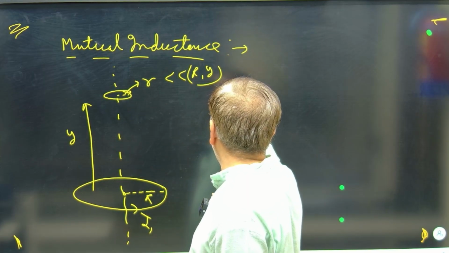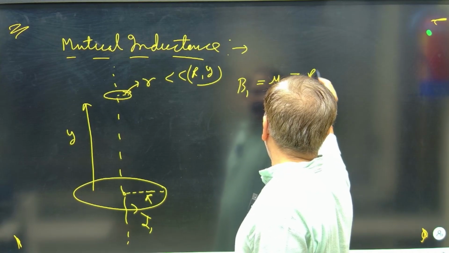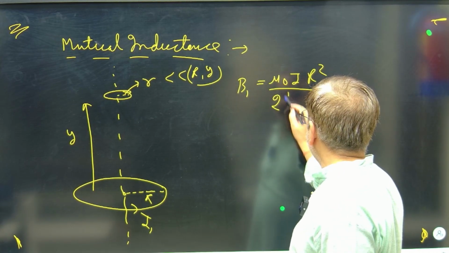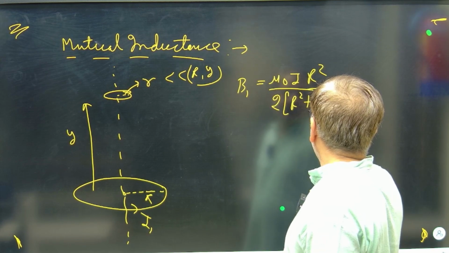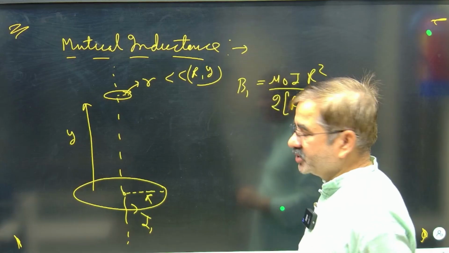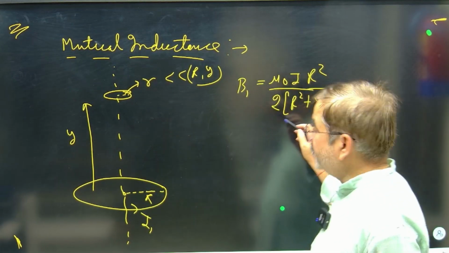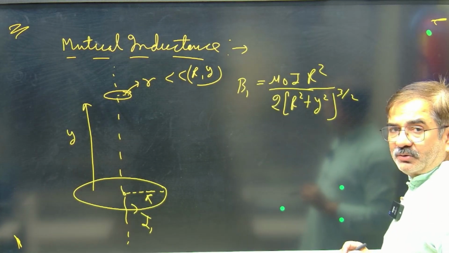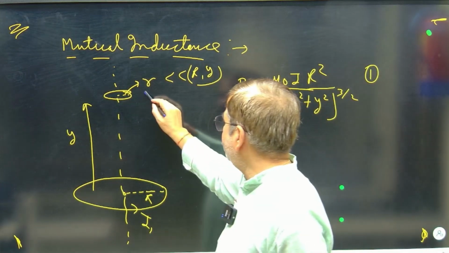So B1 due to the first ring is mu naught I R square over 2 times R square plus y square to the power 3 by 2. It is the expression of the field due to any ring on the axis. So this value I am finding, mu naught I R square over 2 times R square plus y square to the power 3 by 2. This is already derived. Now I have to see the flux here.